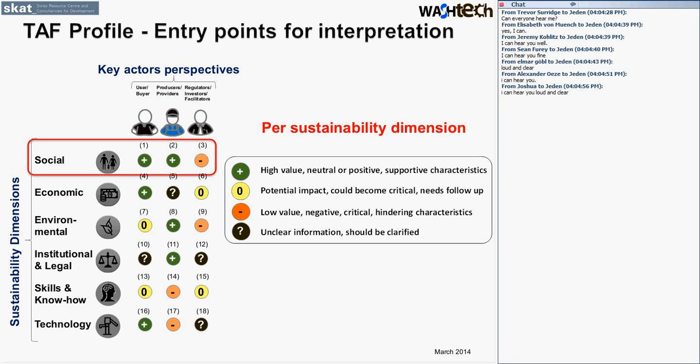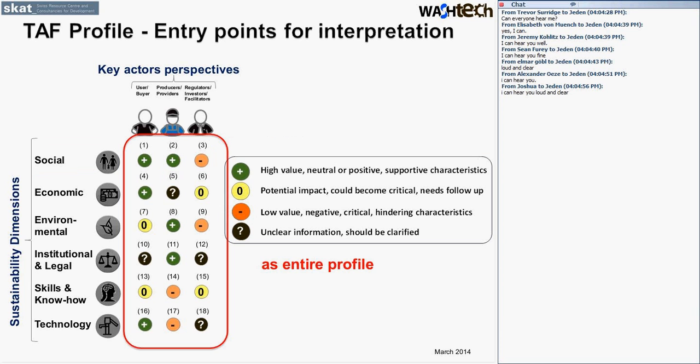Or, as indicated in the next slide, you can go for the entire profile, which means you have the profile for the assessment for one technology in one region. But if you repeat the assessment for a different technology in the same context, you can start having the basis for comparing technologies.